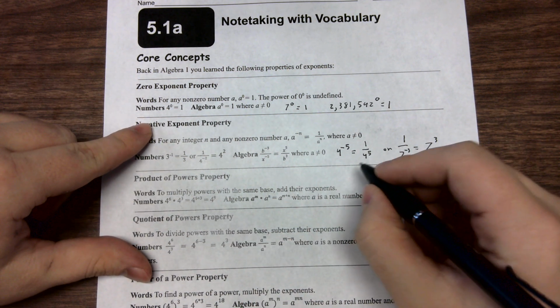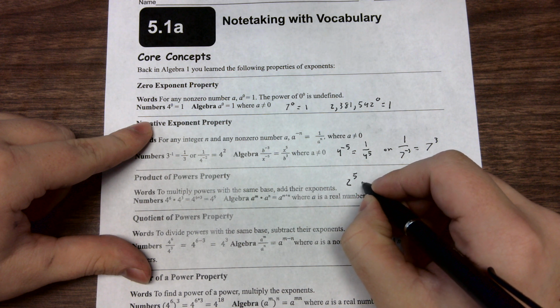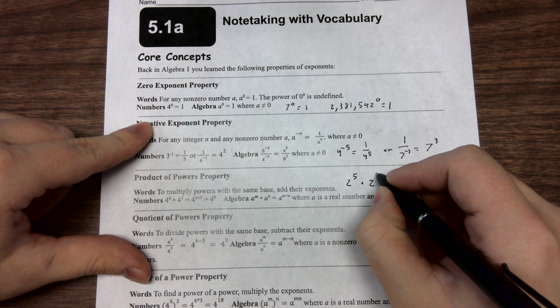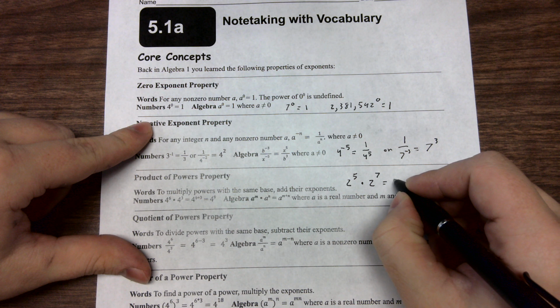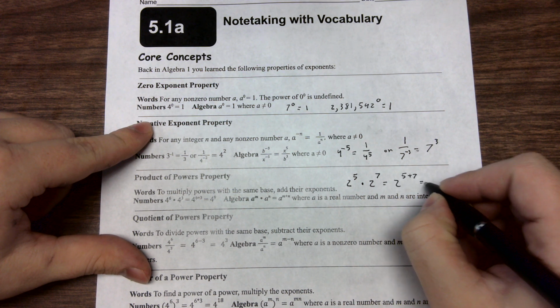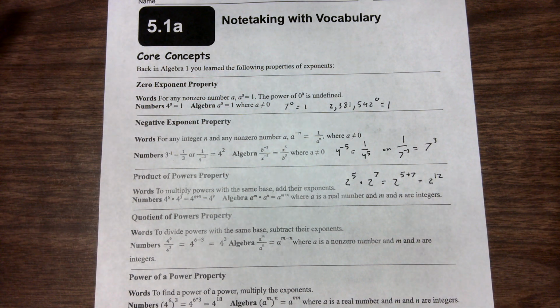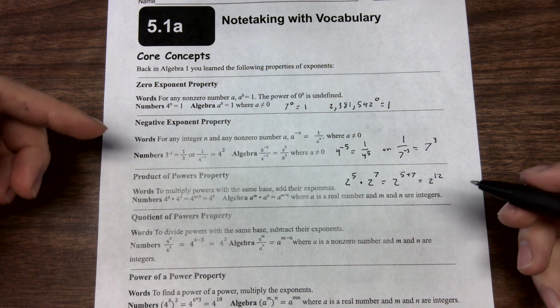Another example might be if I had 2 to the 5th times 2 to the 7th. That's the same thing as 2 to the 5 plus 7, which is the same thing as 2 to the 12th. I just added the exponents together. So we multiply, we add.